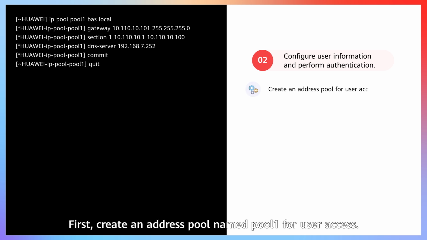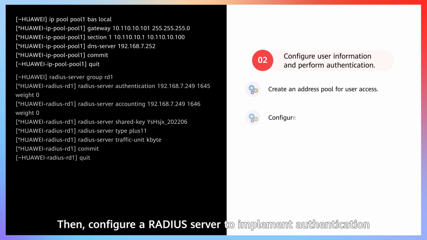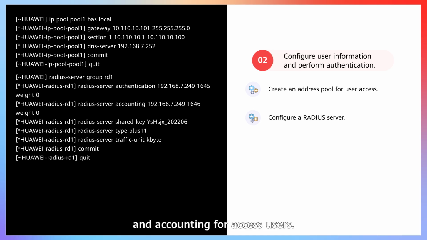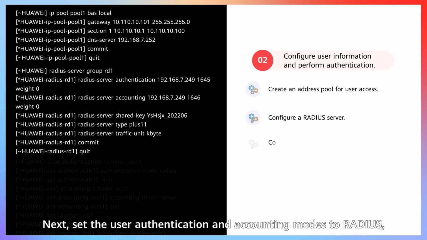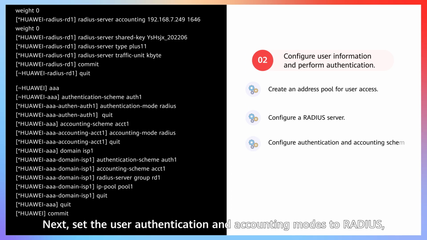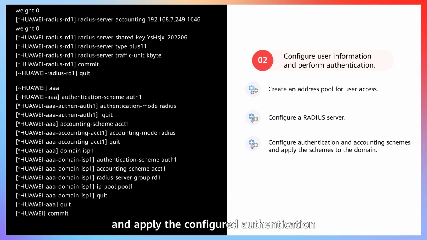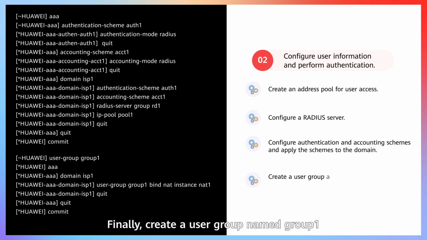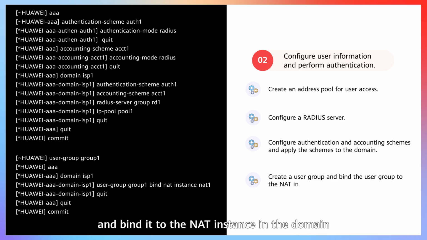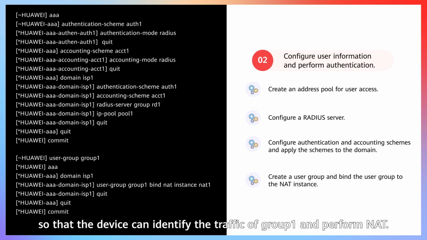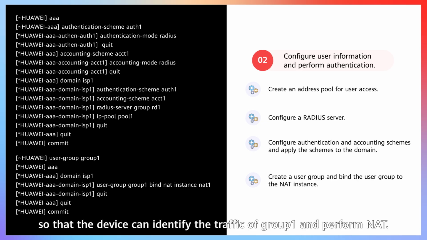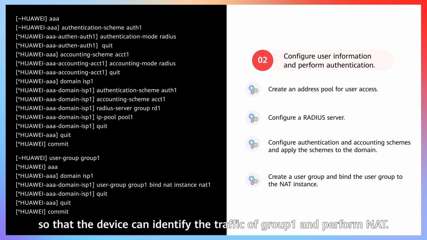Step 2. Configure user information and perform authentication. First, create an address pool named Pool1 for user access. Then, configure a Radius server to implement authentication and accounting for access users. Next, set the user authentication and accounting modes to Radius, and apply the configured authentication and accounting schemes to the domain. Finally, create a user group named Group1, and bind it to the NAT instance in the domain, so that the device can identify the traffic of Group1 and perform NAT.